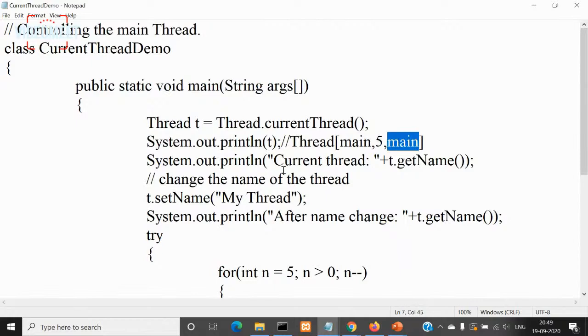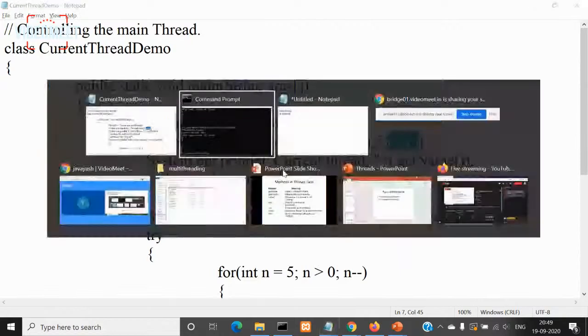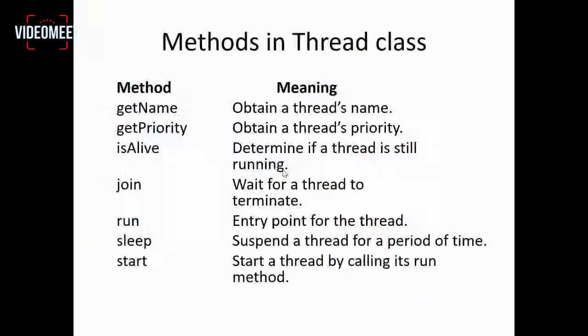If you want to know the name of the thread, you can get it by calling the getName method. To change the name of the thread, you have to call the setName method. Yesterday I listed some methods. This getName method obtains a thread's name. Similarly, there is a setName method which is not mentioned here. There are some more methods which are not mentioned here, but we are going to use in our program.